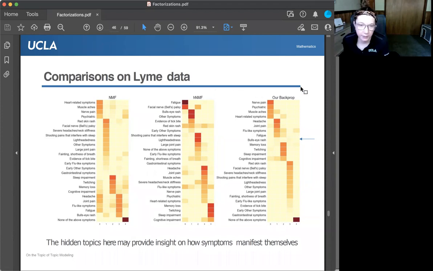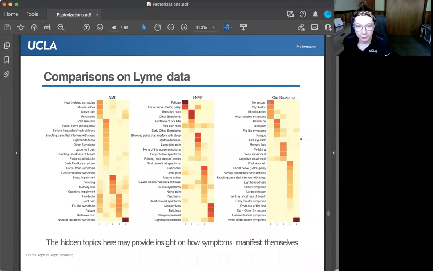And so I'm just going to focus as an example on this rightmost graph here. And so the symptoms here are things like nerve pain, psychiatric issues, muscle aches, and so on. And we applied NMF and just asked for 5 topics. And I've listed the 5 topics here as the columns, and I've just sorted the rows so it's a little bit easier to read.